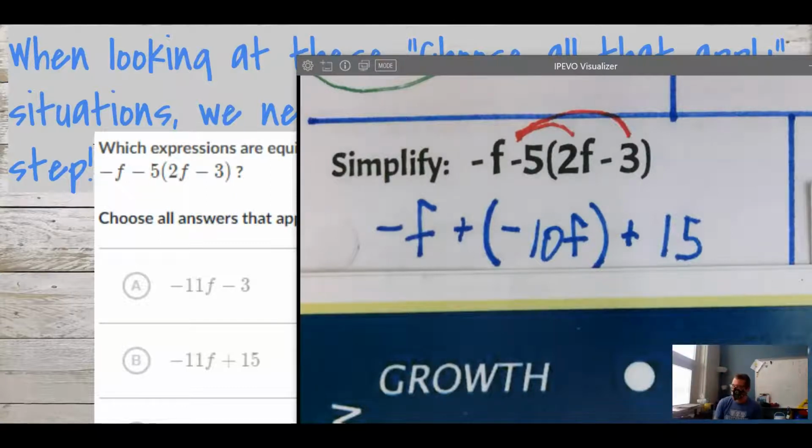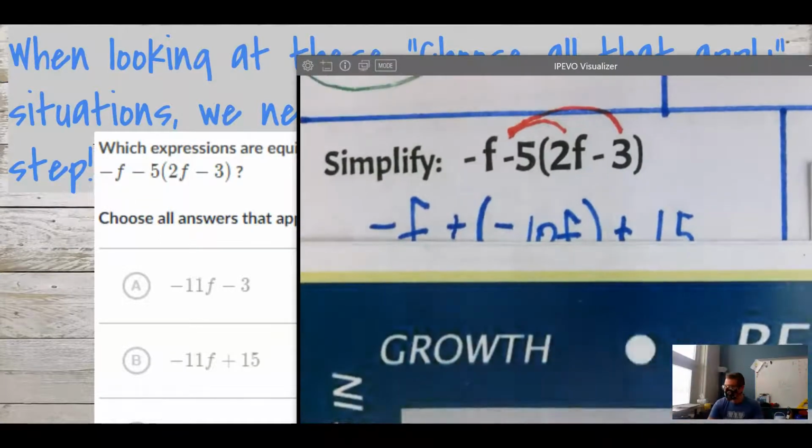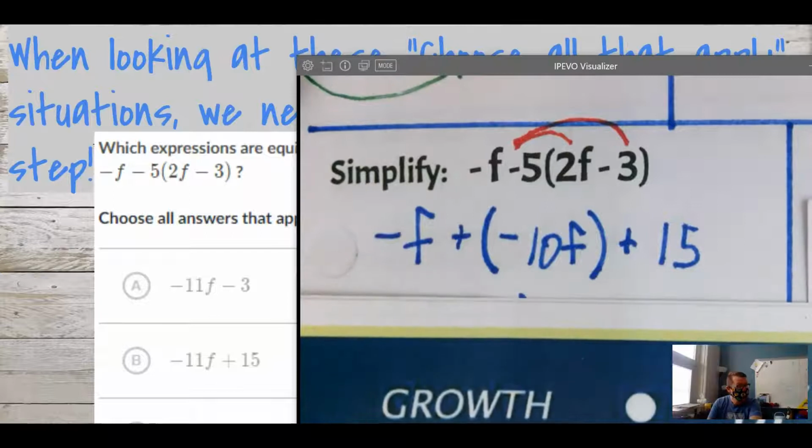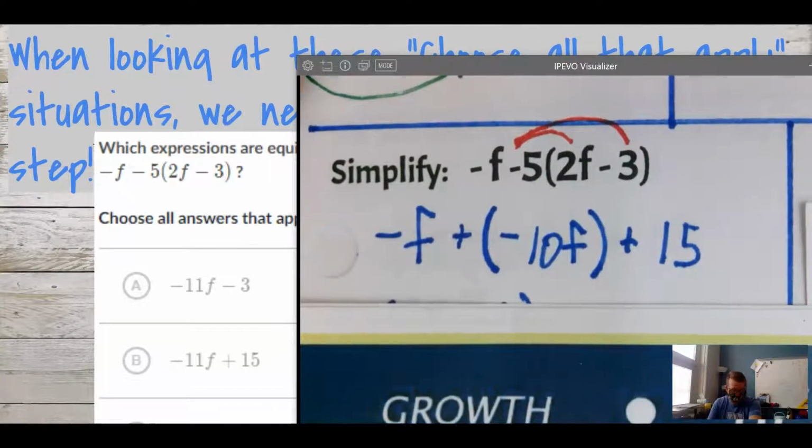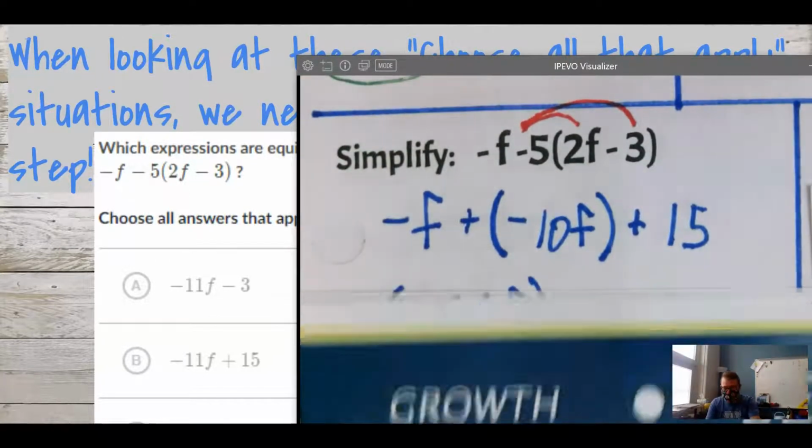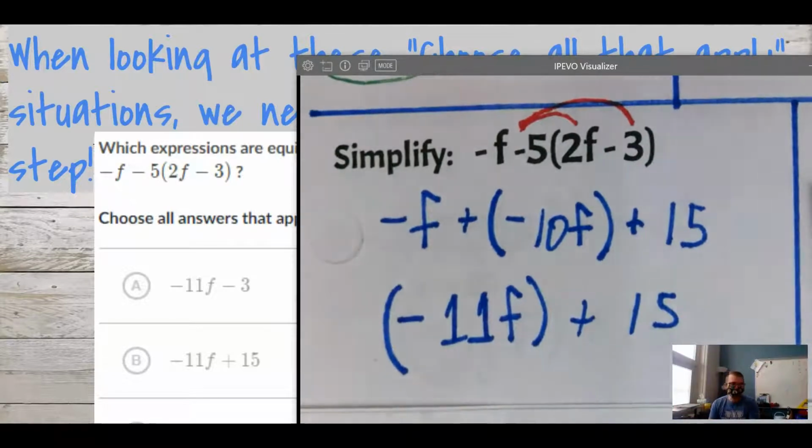So Jocelyn, can I combine anything here? Yeah, the F's are like terms. So they get along. They're both negative. Well, you tell me. Is that the answer, or can we combine anything else? We cannot combine anything else. Those are not like terms.